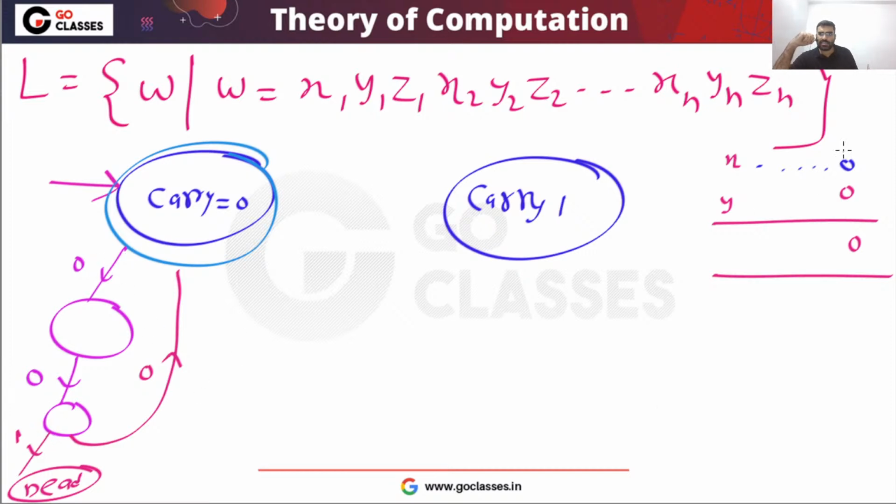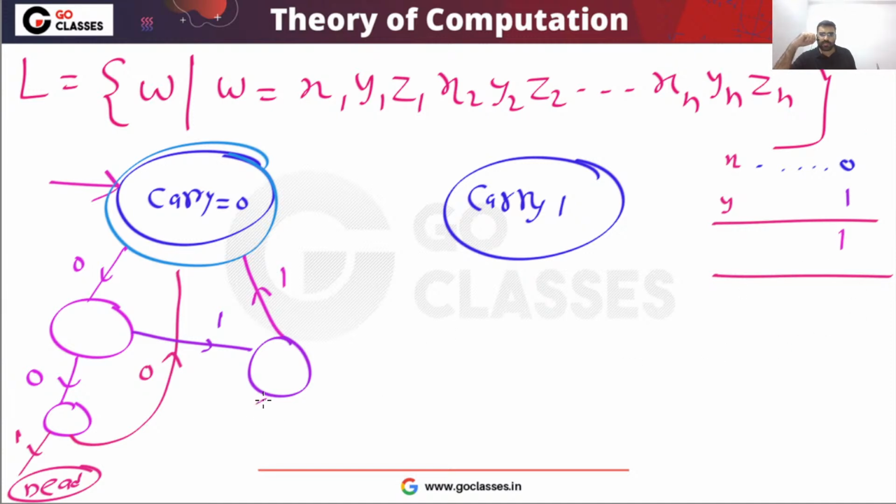So if I see 0, 0, then the result must be 0. After 0, if I see 1, then what should happen? Remember, the carry is 0. So the result must be 1.